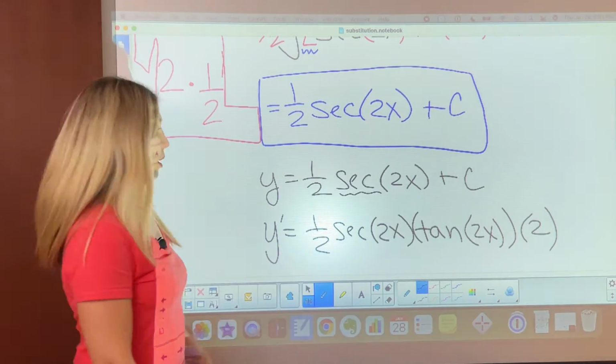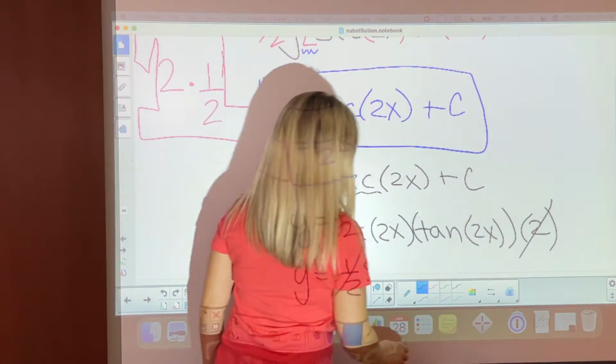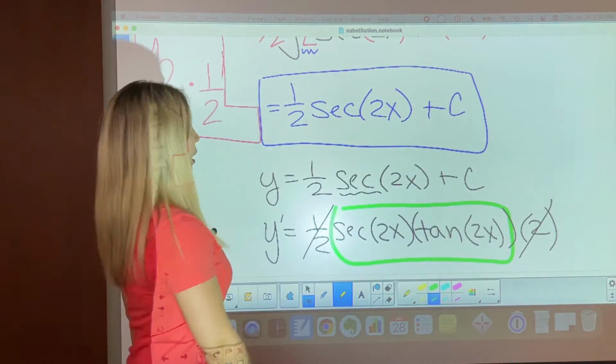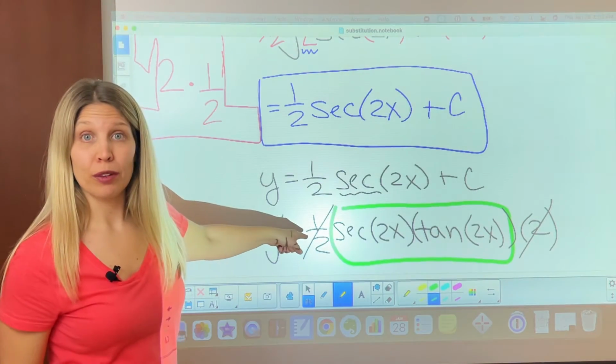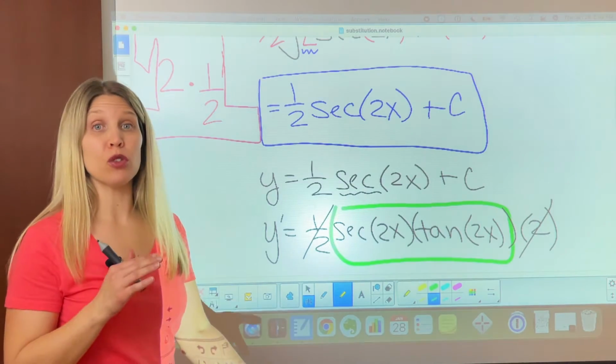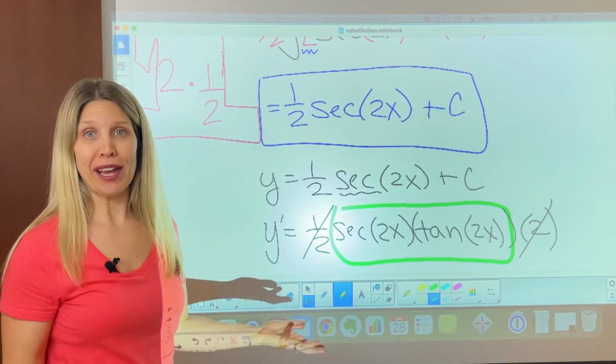So look what you get. This and this drop, and if you remember, that is what we started with. So what's nice about the derivative and the integrals is you can always check your answer by doing the opposite.